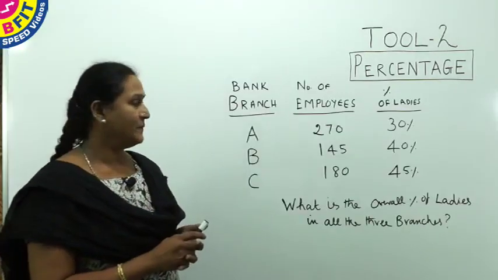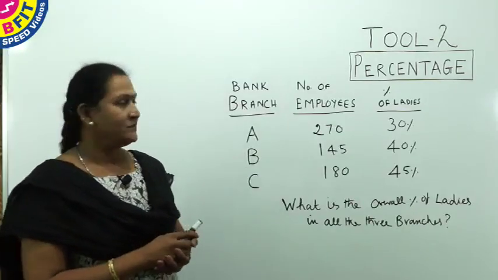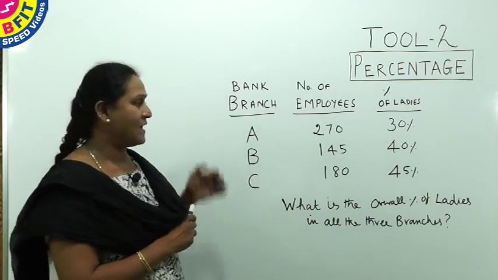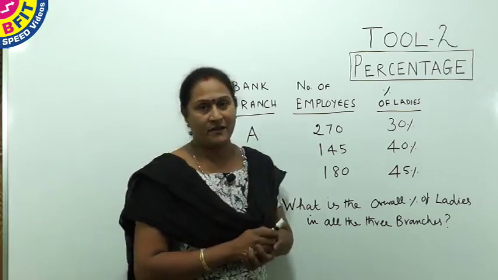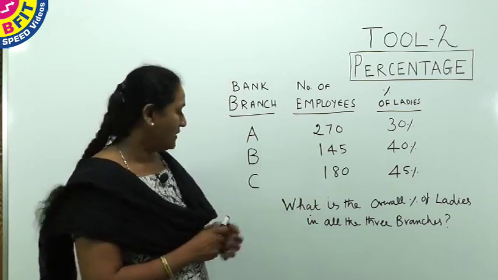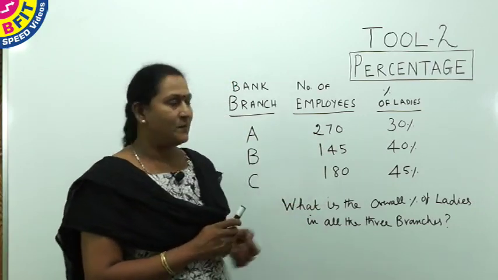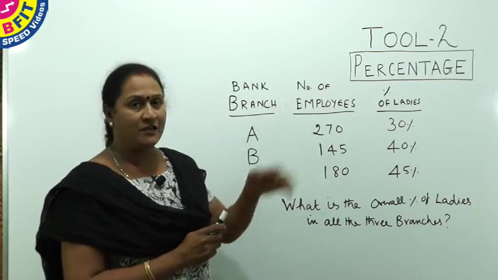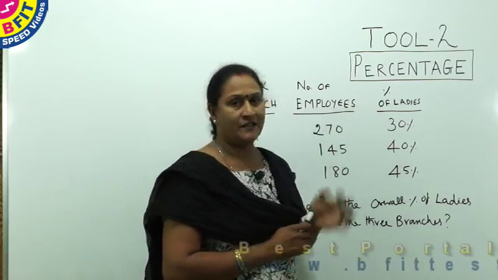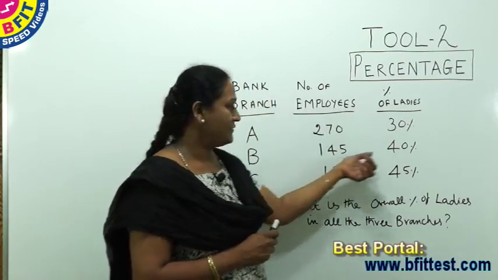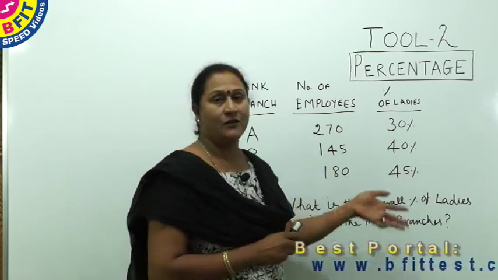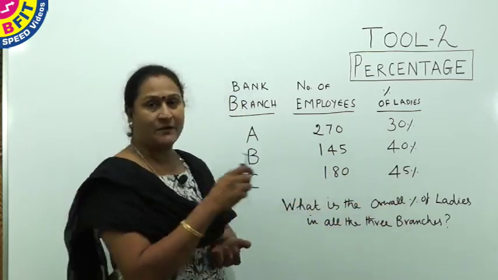So we'll see the next concept under percentages, with an example. The question is: in 3 branches of a bank, A, B and C, the number of employees is 270 in branch A, 145 in branch B and 180 in branch C. The percentage of ladies is given in each branch: 30% of 270 in A, 40% of 145 in B, and 45% of 180 in C.